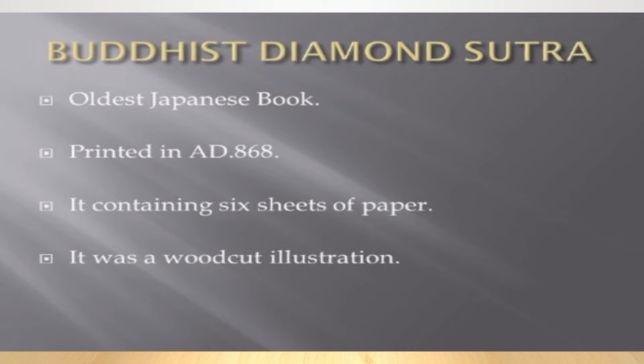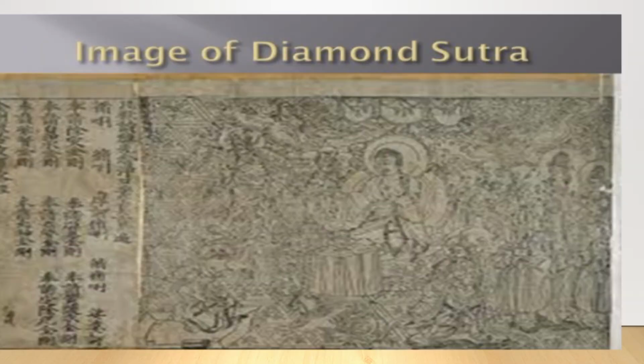Now comes the religious book, the first Buddhist Diamond Sutra, the oldest Japanese book printed in AD 868. It contained 6 sheets of paper. It was a woodcut illustration, a pictorial representation. This is an image of the Diamond Sutra.